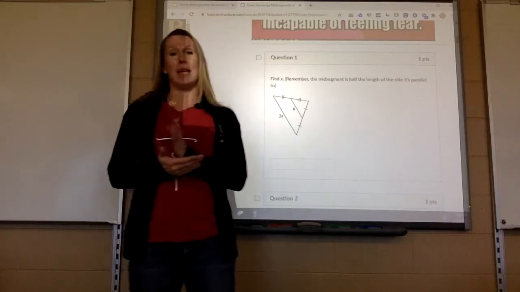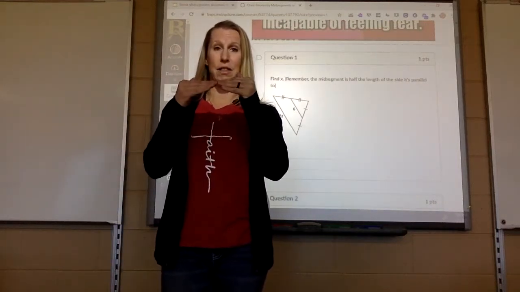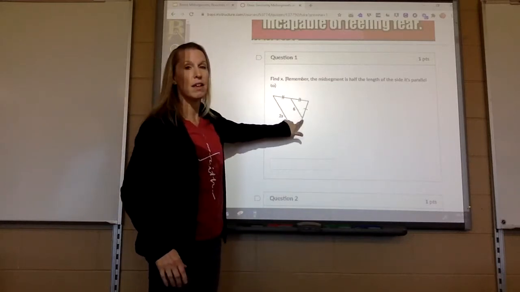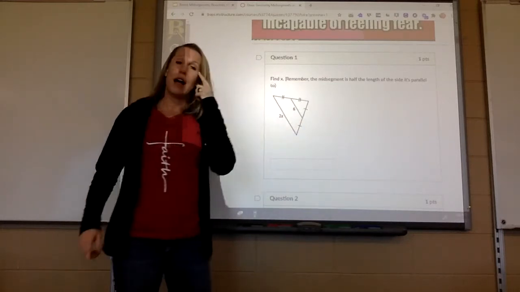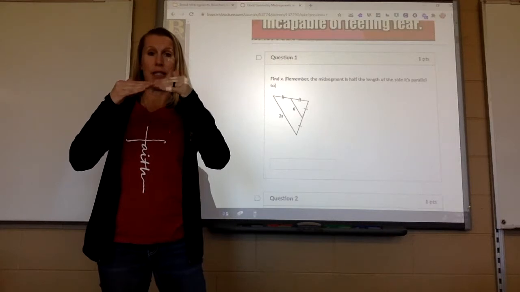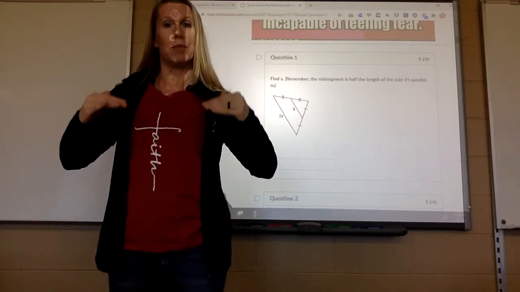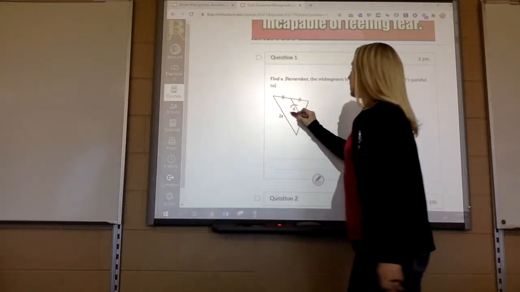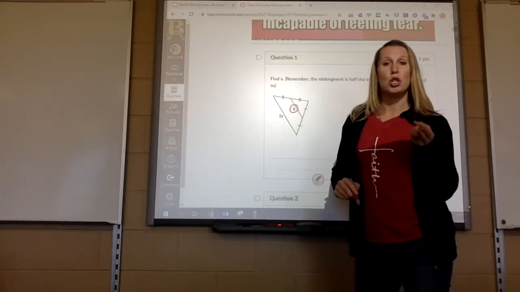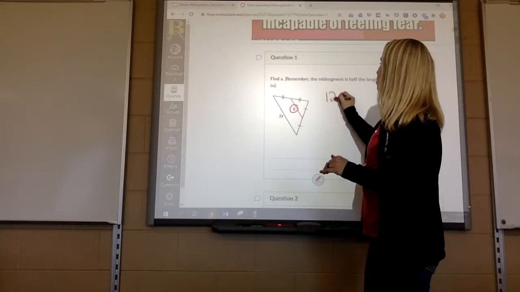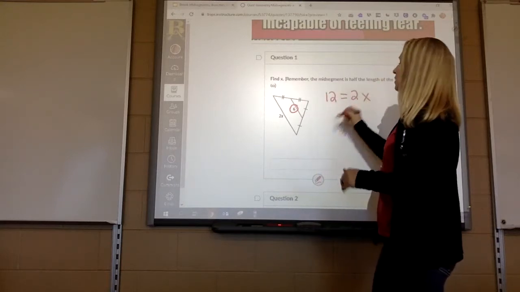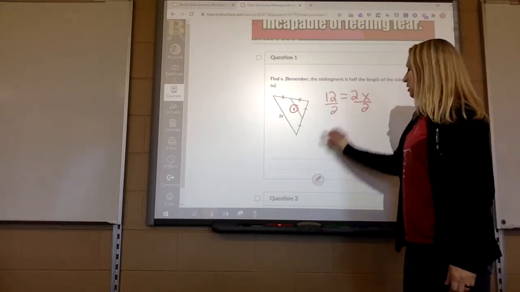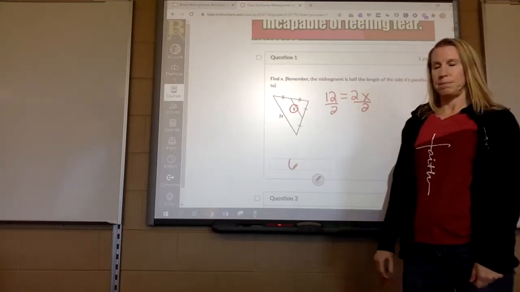Okay, so a midsegment is always half the length of the side it's opposite to. So this is half the length of this. So I always think about it as if I take the midsegment times 2, it would be equal to the side it's opposite. So if I take the 6 and multiply it times 2, I get 12. So 12 equals 2x, divide by 2, and then solve for x. So x would be 6.